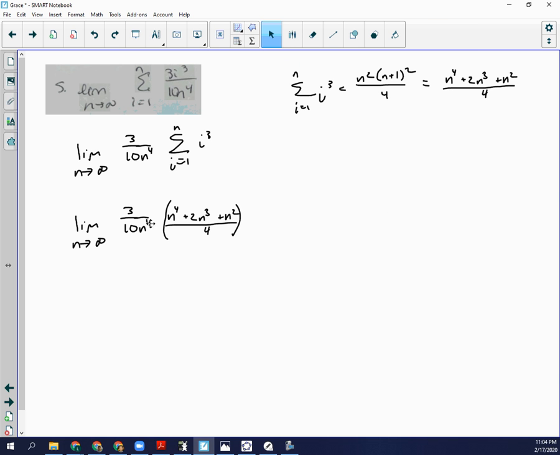And looky there, we've got n to the fourth in the numerator, n to the fourth in the denominator, so that stuff is going to go to 0 when you compare the denominator size to the numerator size. So the ratio of the leading coefficients is going to be 3/40.